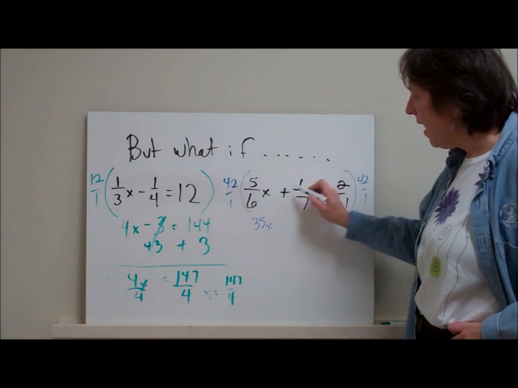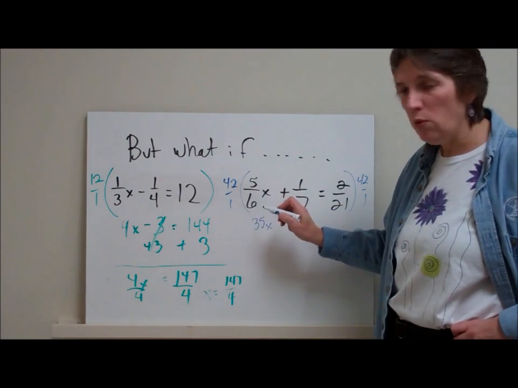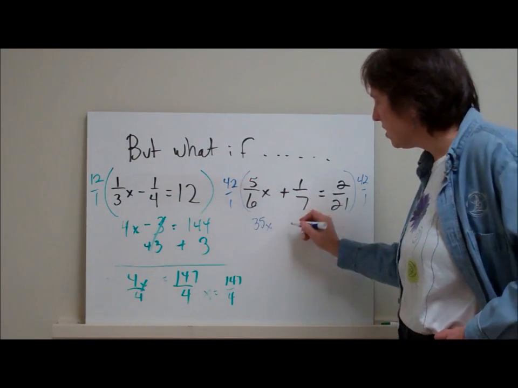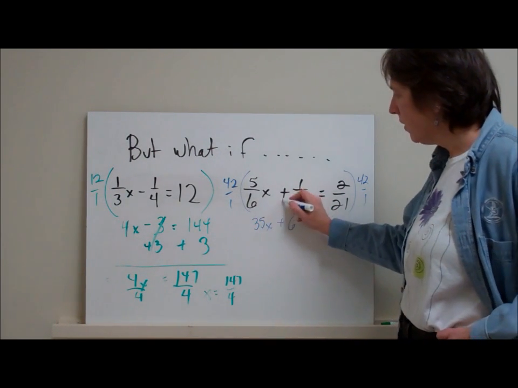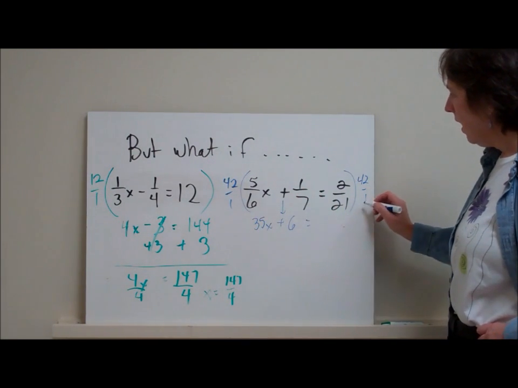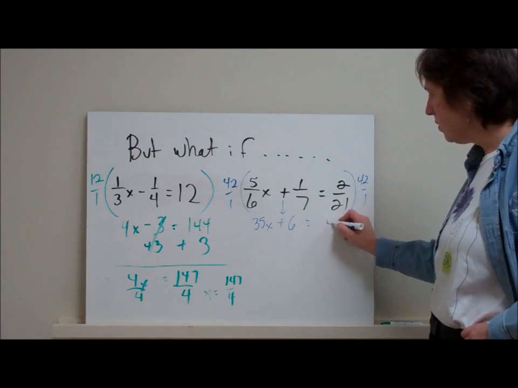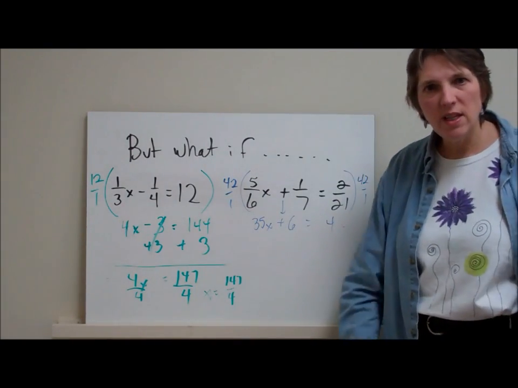Now I have to multiply everything by 42 over 1. So 7 goes into 42 6 times, and 6 times 1 is 6. I bring down that plus sign. And then 21 goes into 42 2 times, and 2 times 2 is 4. Voila! My life is easier.